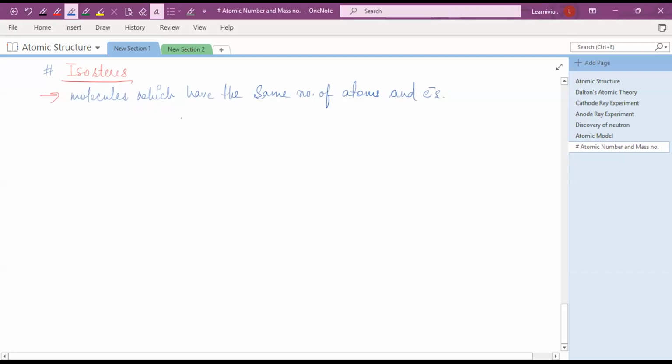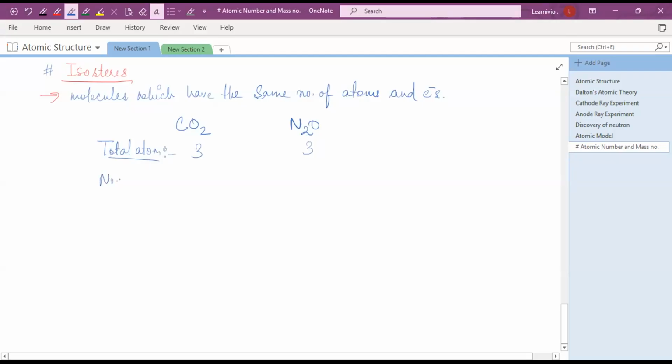For example, carbon dioxide and N2O, nitrous oxide. So let's find the total number of atoms. How many atoms are there? In carbon dioxide, 1 carbon is present and 2 oxygen, so 3 atoms, right? And in N2O also 2 nitrogen and 1 oxygen. So here also the total number of atoms is 3.